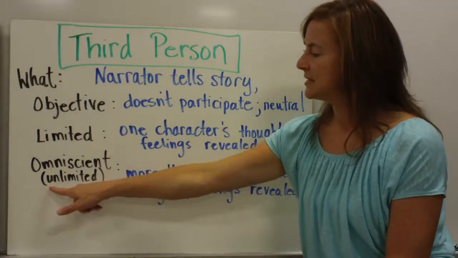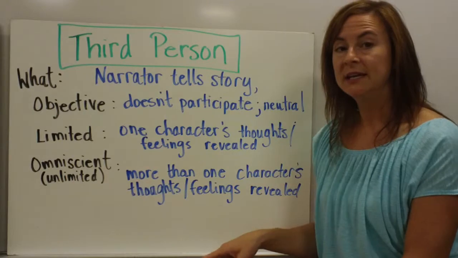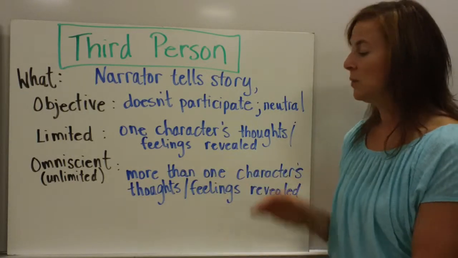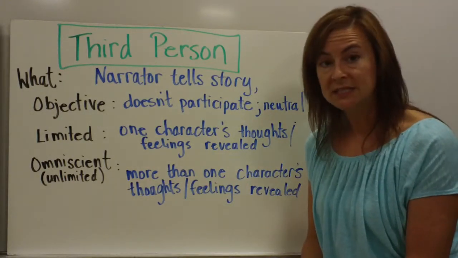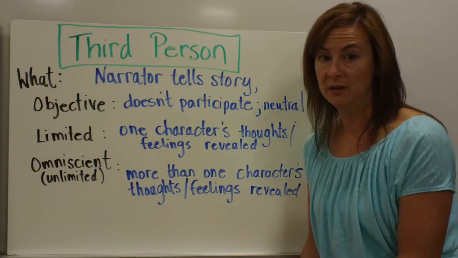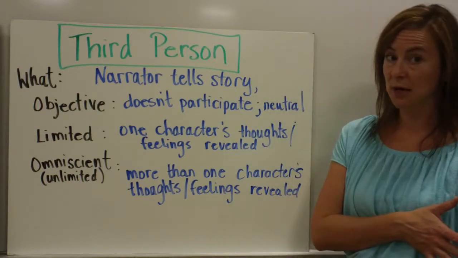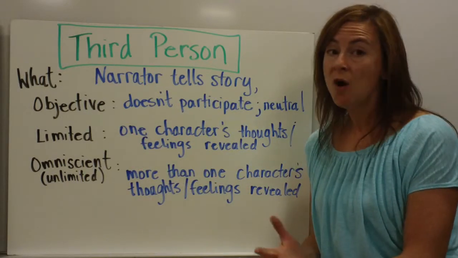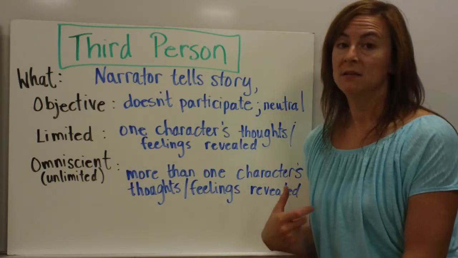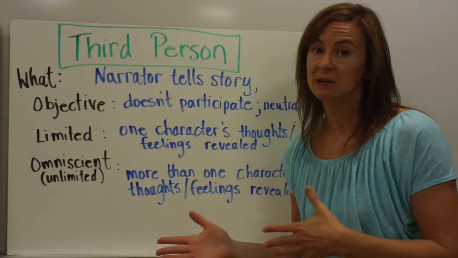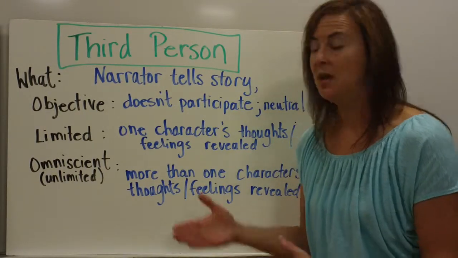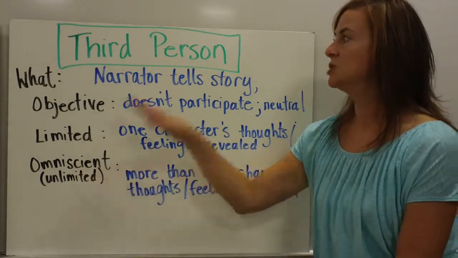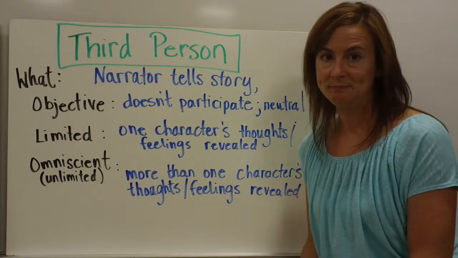Omniscient, otherwise known as unlimited, is where more than one character's thoughts and feelings are revealed by the narrator. That again is not part of the story. So omniscient, if we know what more than one person is thinking or feeling at a time, then you know you're dealing with third person omniscient.